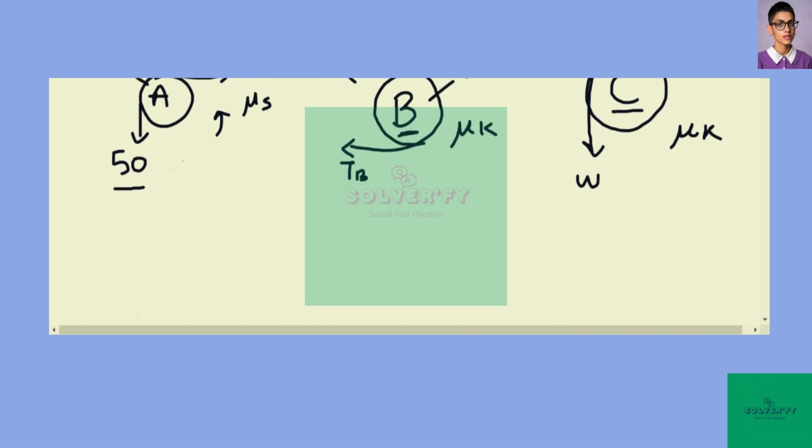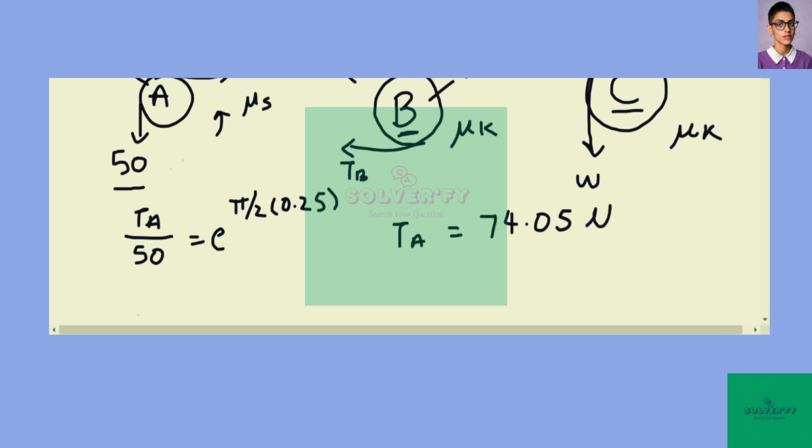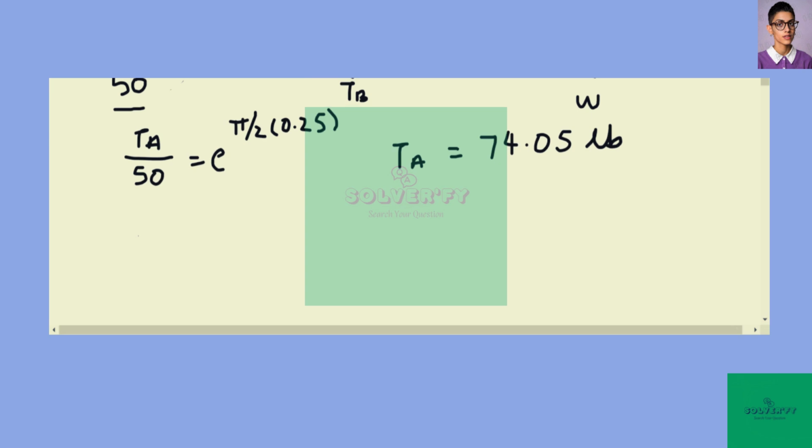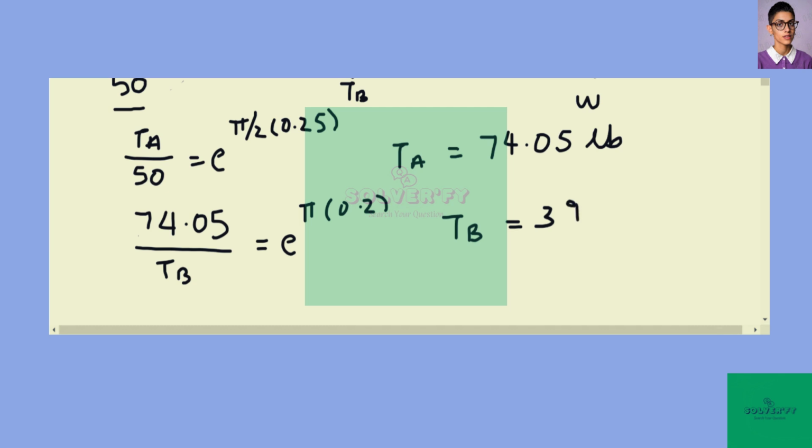So we have our three equations for impending slip right here. So the first equation is TA over 50 equals e to the angle times the static coefficient. So TA is 74.05 pounds. To get TB, we have TA, which is the larger weight, over TB equals e to the angle times the kinetic coefficient. So TB is 39.5 pounds.